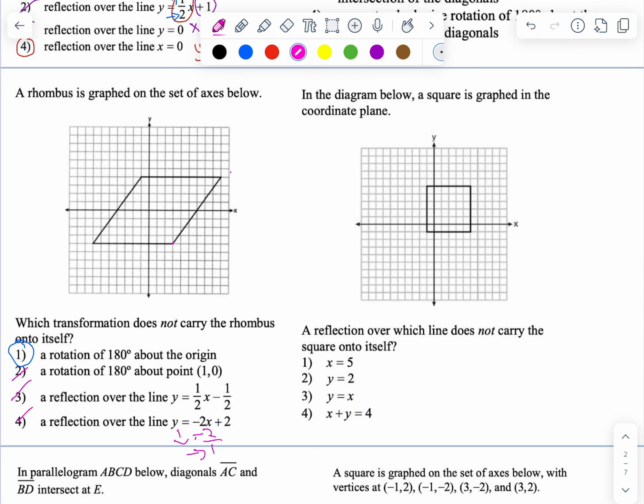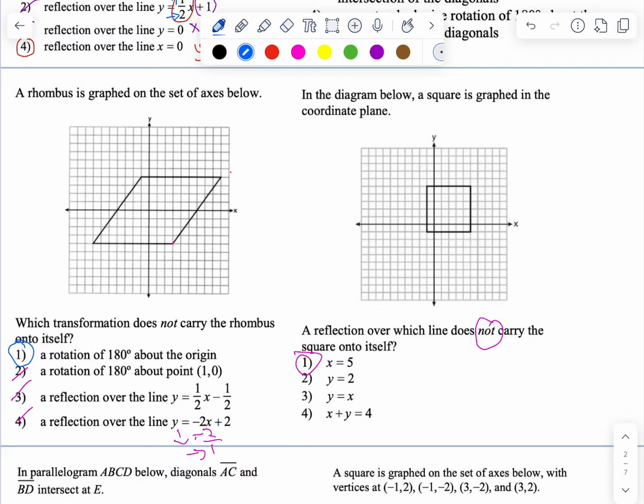A square is graphed in the coordinate plane. A reflection over which line does not carry the square onto itself. So 3 of these are going to work and 1 is not. 1 is x equals 5. 1, 2, 3, 4, 5. That's the line x equals 5. It's going to flip over the line. It's not going to be exactly in the same spot. So that's the answer choice we're looking for, but let's check out the rest of them to see why the other answer choices do carry the square onto itself.